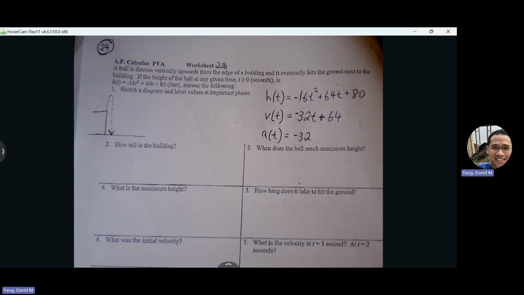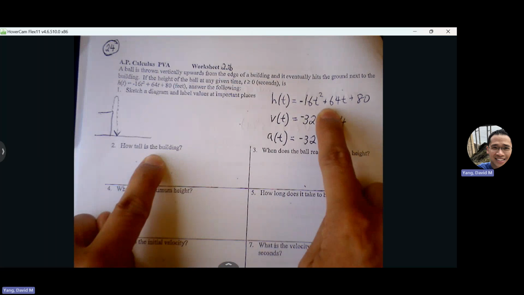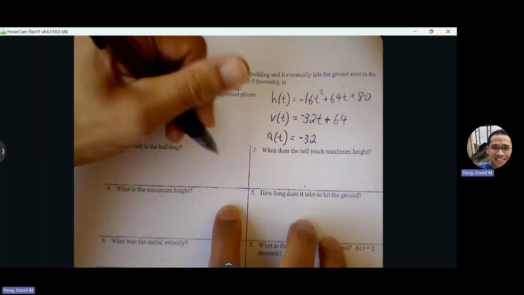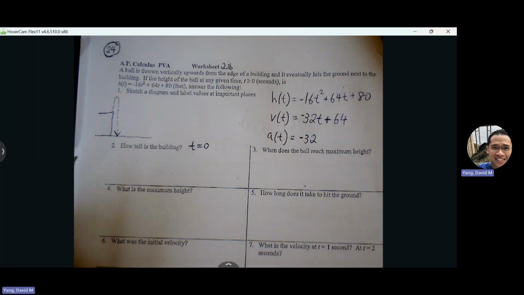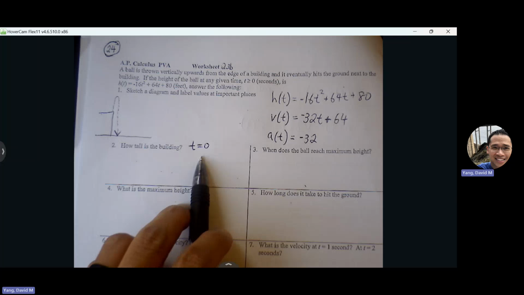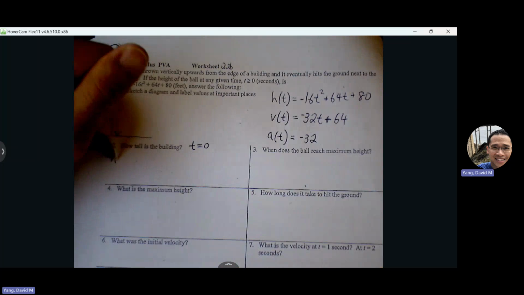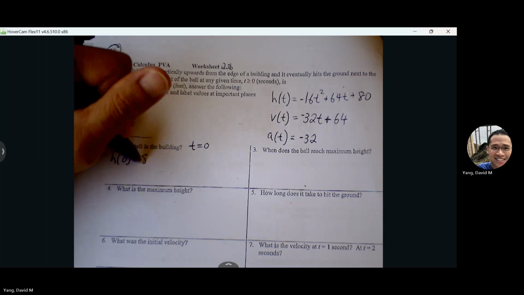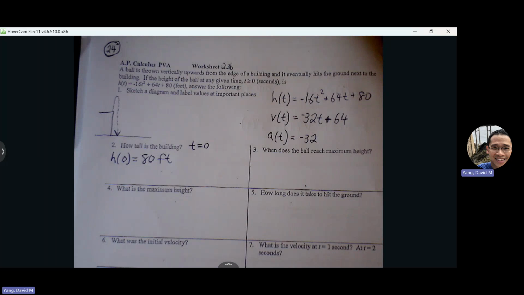Okay, number 2, how tall is the building? We can relate that to the ball at the beginning of the problem. We know that the ball is located at the top of the building at t equals 0, before the ball is being thrown. So h of 0 is just what? 80 feet. The height of the ball is matching with the height of the building.